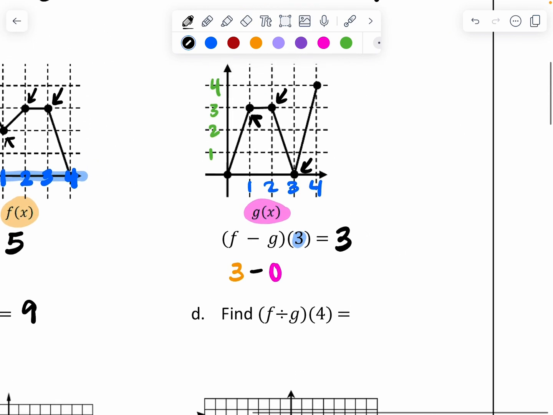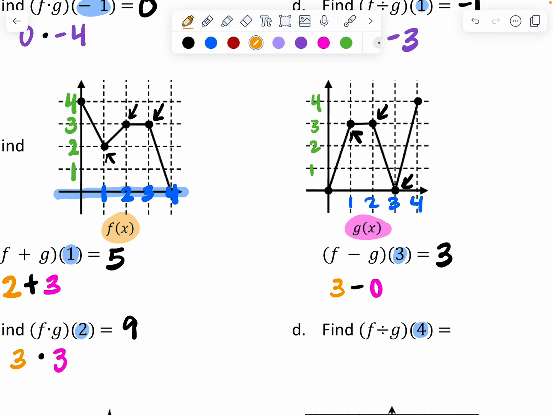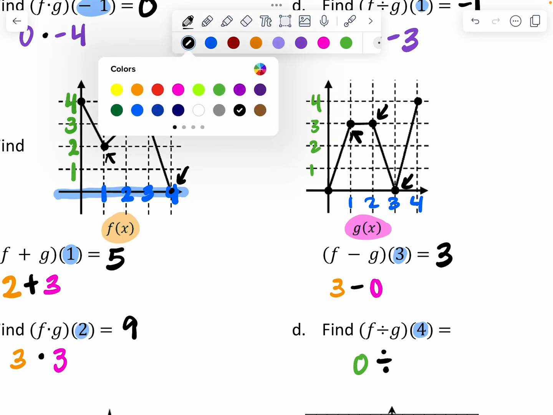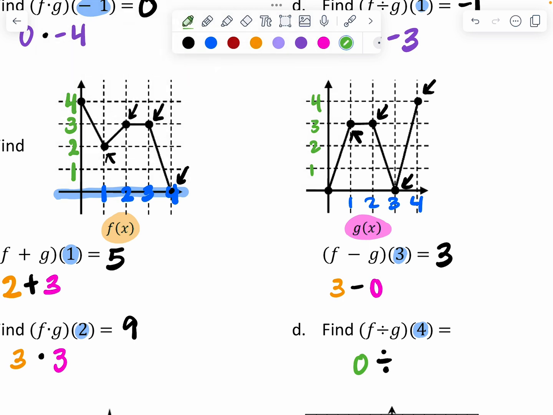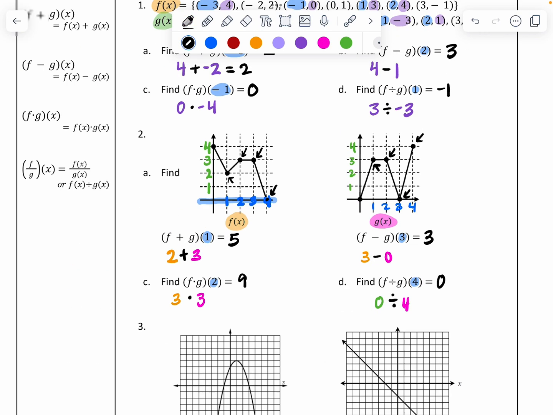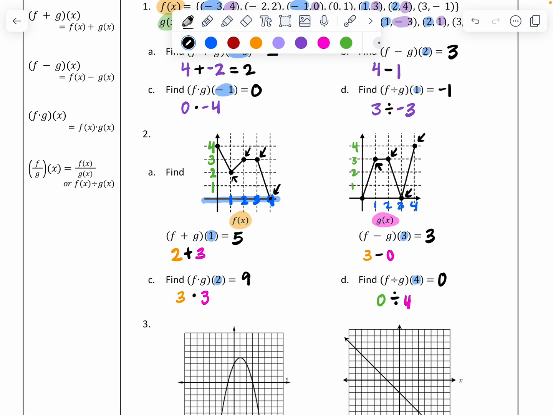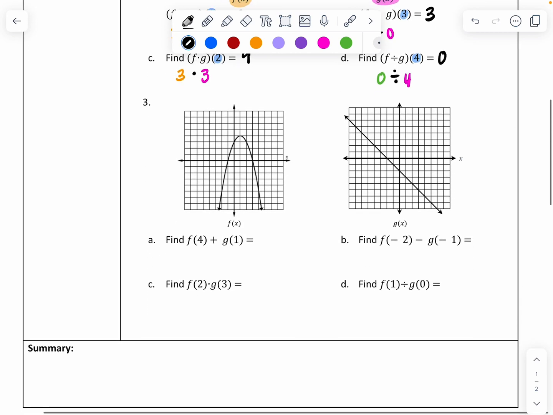Okay, find f divided by g of 4. In f of x, when the input is 4, there's a point right here, that is an output of 0. And in g of x, when the input is 4, that's this point, the output is 4. 0 divided by 4 is 0. Okay, so let's move on to finding those points on a continuous graph.